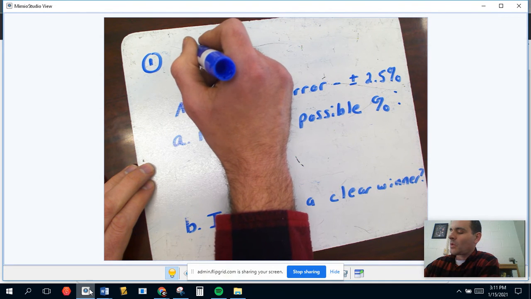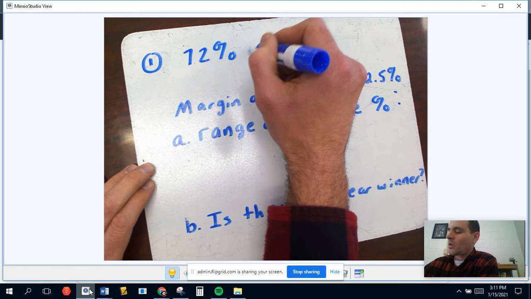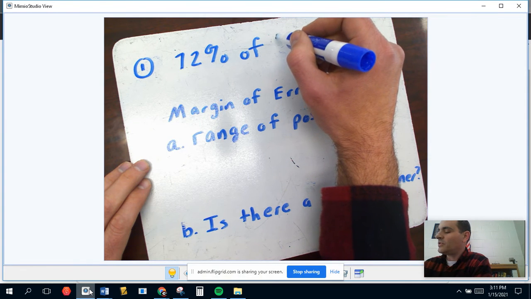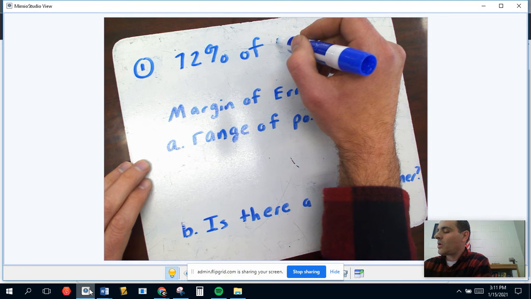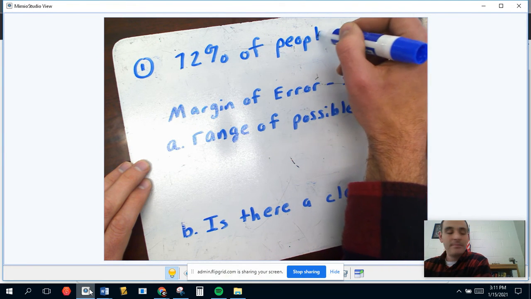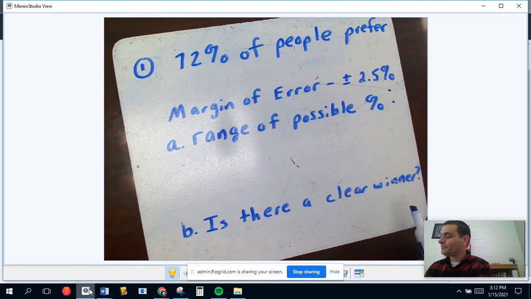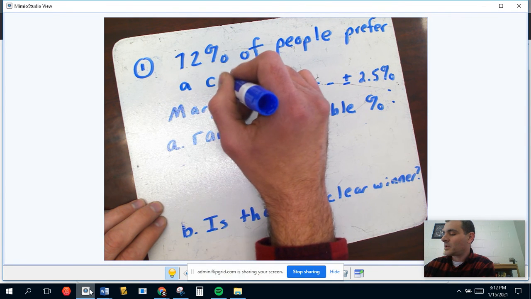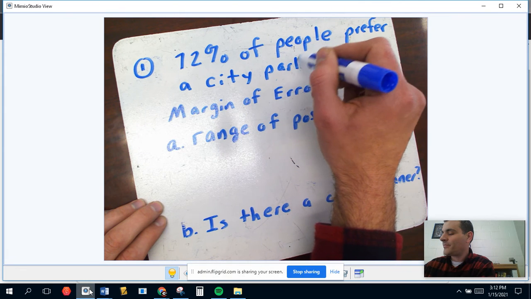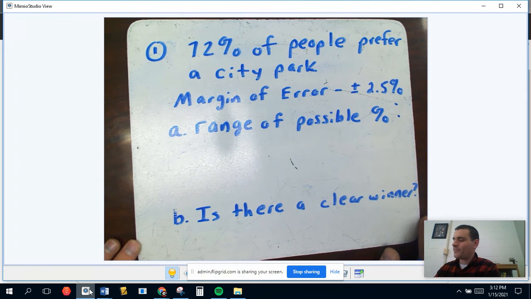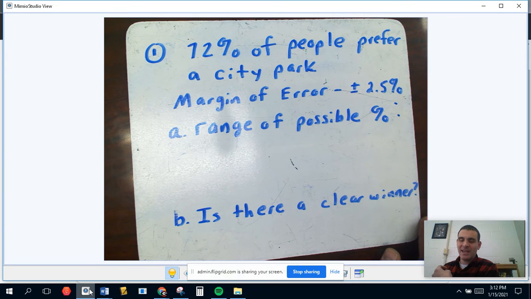72% of those surveyed, 72% of people, we'll say, prefer a city park. It doesn't have to be political. It could be anything with a percentage, but the idea is you're surveying people, you're getting people's opinions. Okay, you're not able to ask everybody. So 72% of those surveyed preferred the city park.